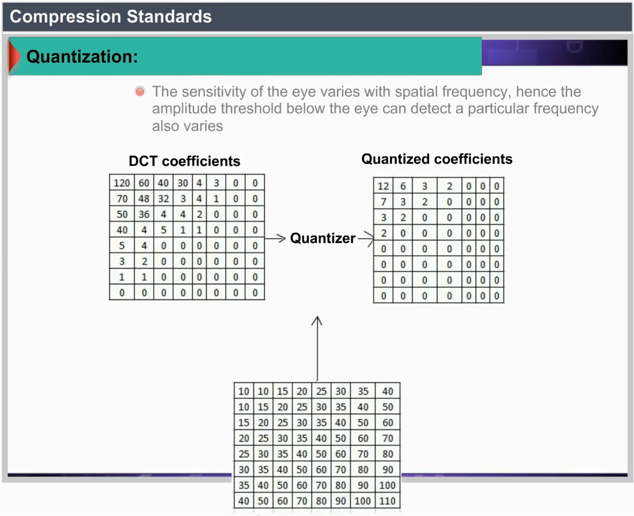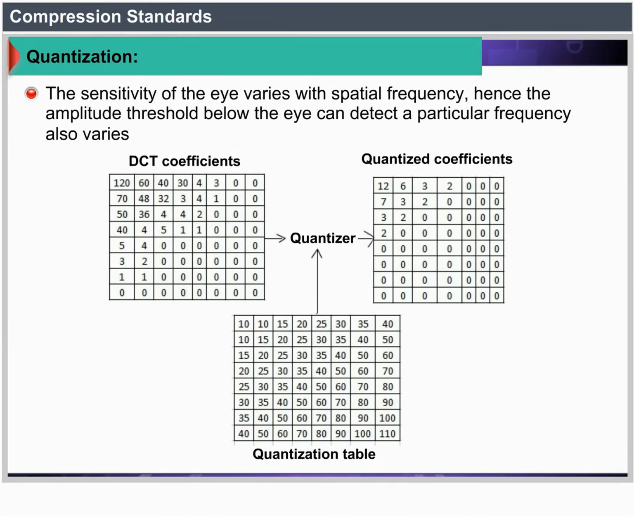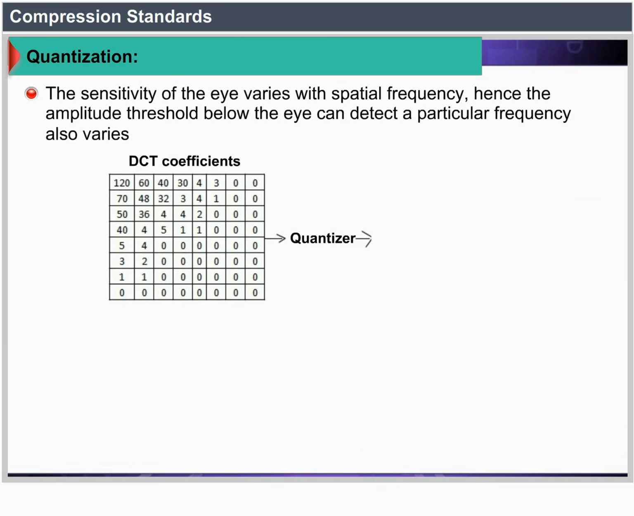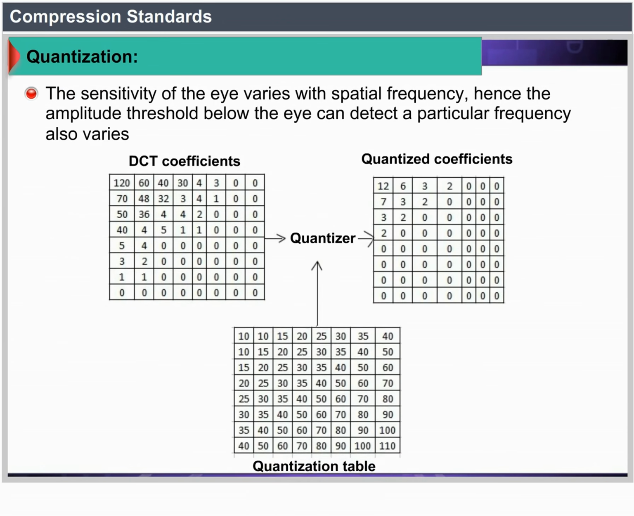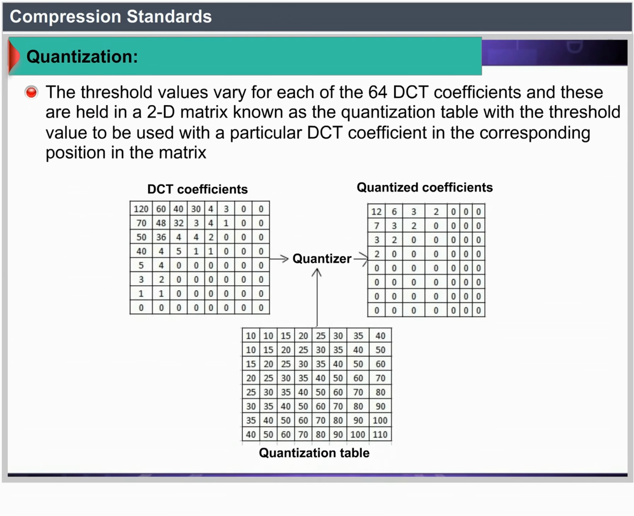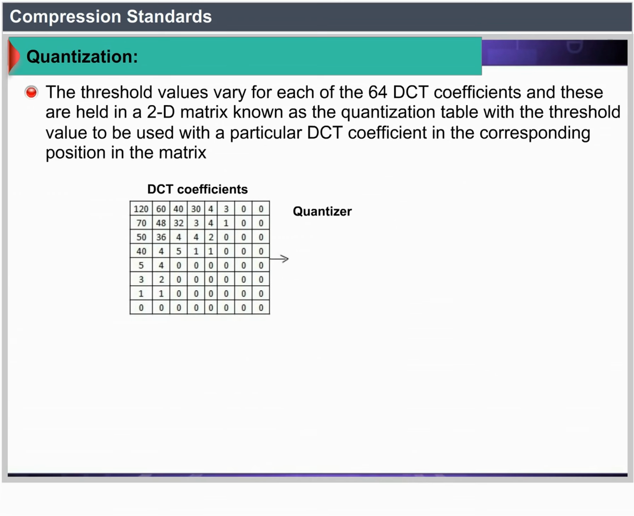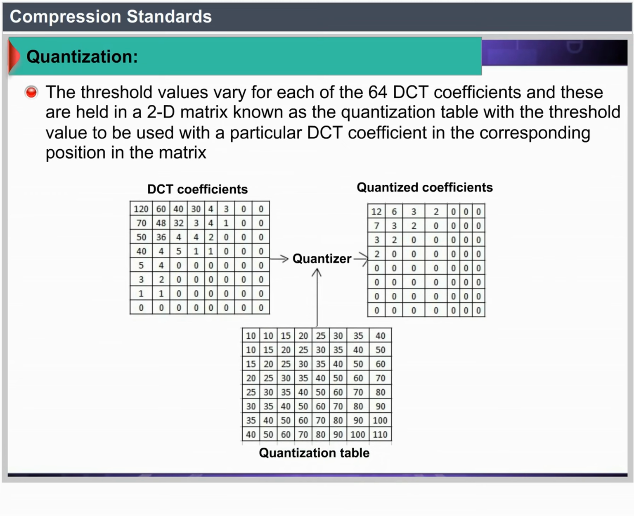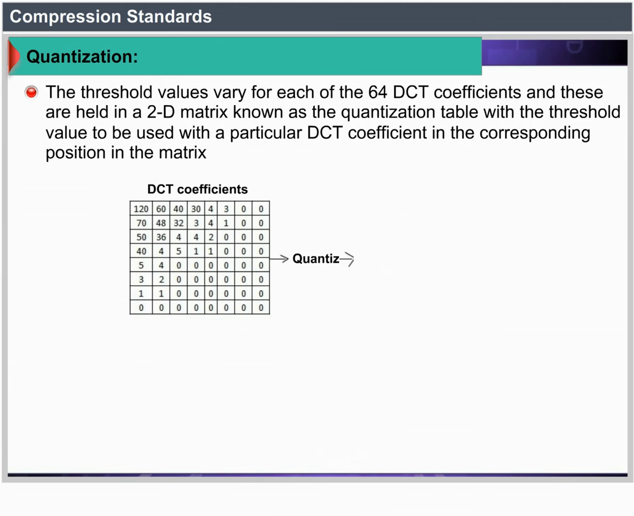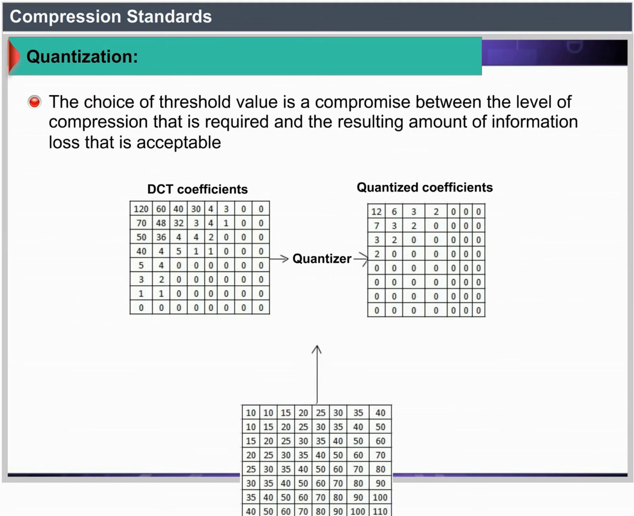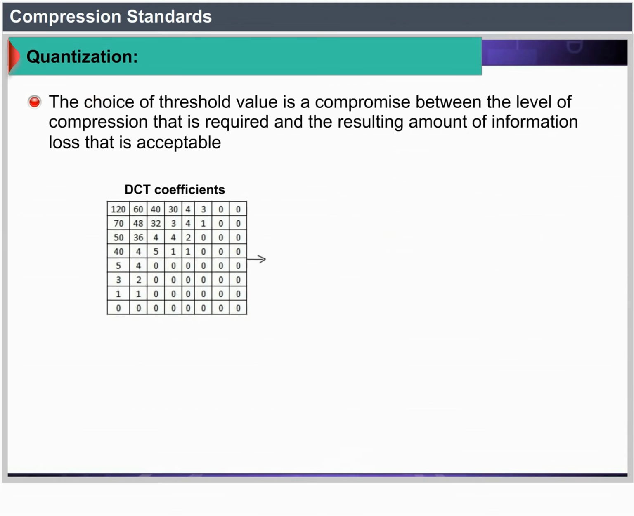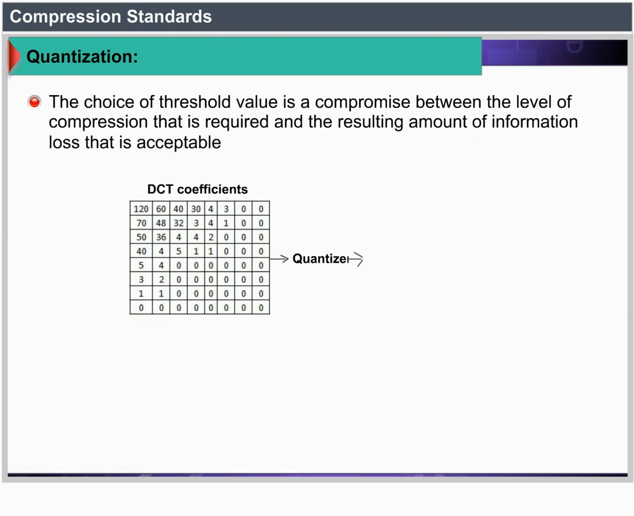The sensitivity of the eye varies with spatial frequency, and hence the amplitude threshold below which the eye will detect a particular frequency also varies. The threshold values vary for each of the 64 DCT coefficients, and these are held in a 2D matrix known as the quantization table, with the threshold value to be used. The choice of threshold value is a compromise between the level of compression that is required and the resulting amount of information loss that is acceptable.